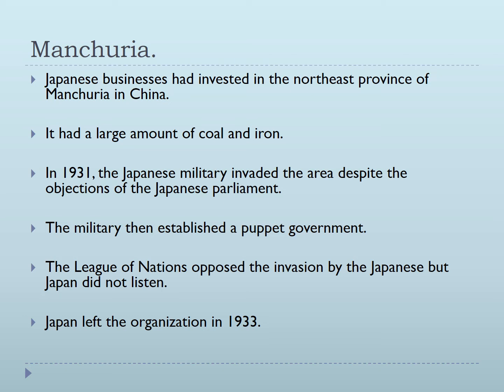And when the League of Nations opposed the invasion, the Japanese really didn't listen. Again, the League of Nations didn't have a lot of power or force behind it, so it's kind of like a slap on the wrist when the League of Nations punishes a country. These countries really don't care to listen to them. And with that said, Japan did leave the League of Nations in 1933, shortly after they invaded Manchuria.